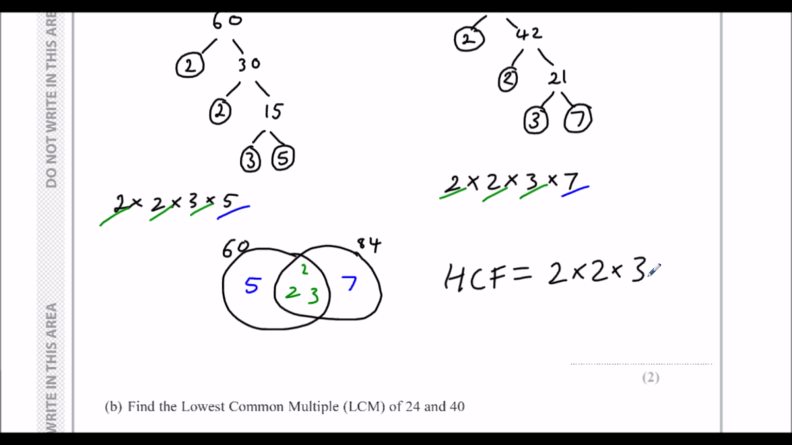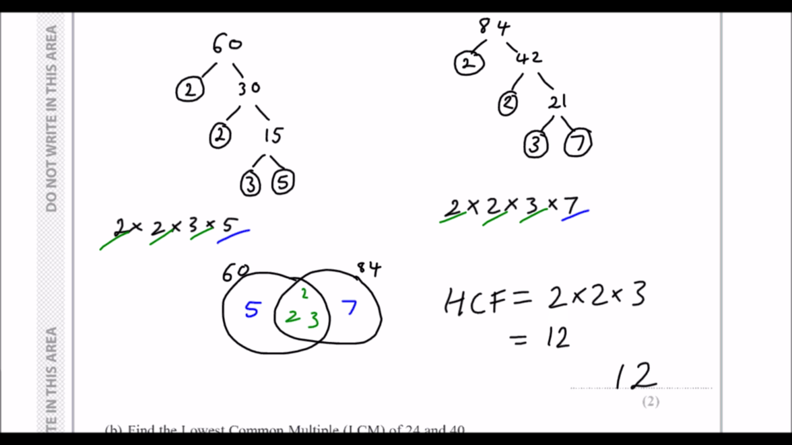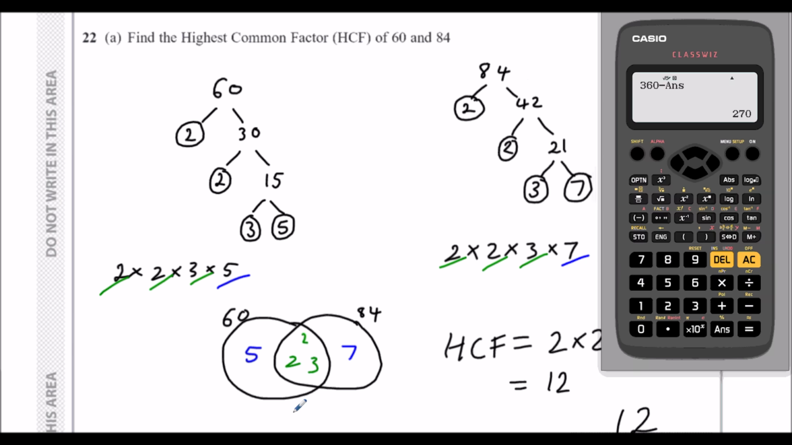And 2 times 2 times 3 is 4 times 3, which is 12. With the calculator, you might have a button that says fact. So here I've got a fact button. If I press 60 and then equals, and then shift fact, it will write 60 as a product of its prime factors. So 60 is 2 squared times 3 times 5.